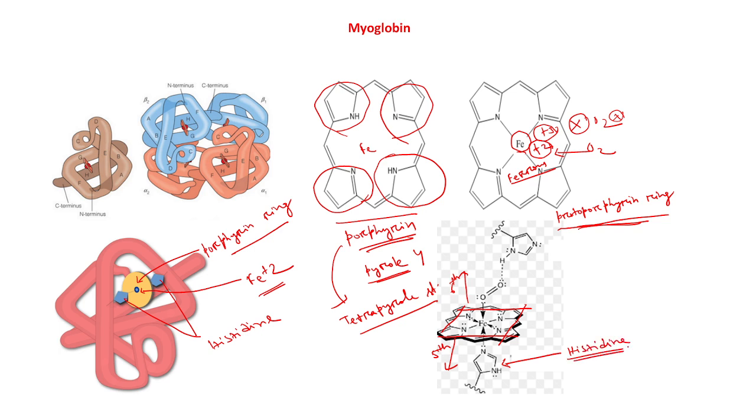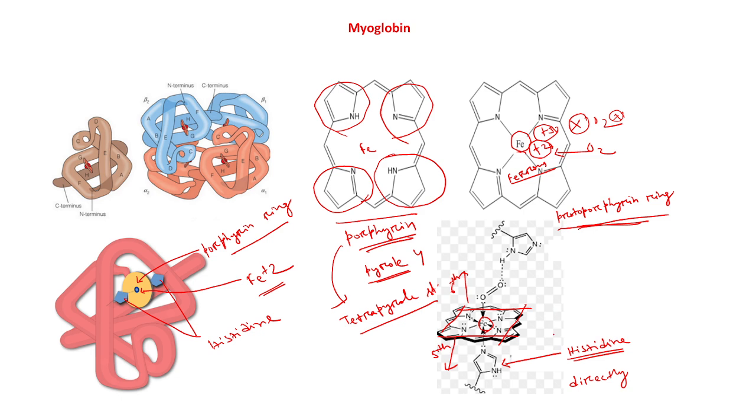So this is an amino acid found in the 5th plane. So this histidine can directly bind to the Fe+2 region. This histidine is directly bound to the histidine group.